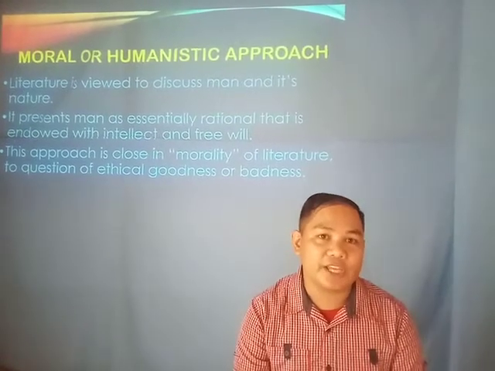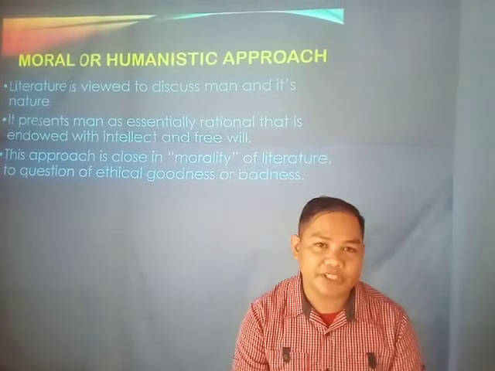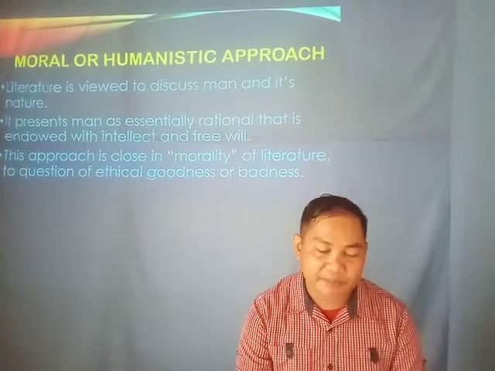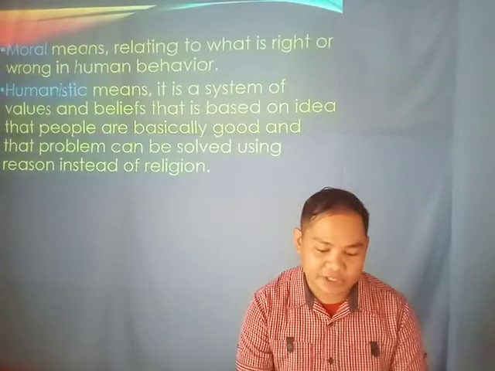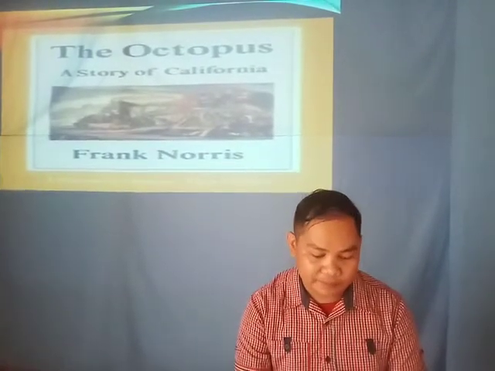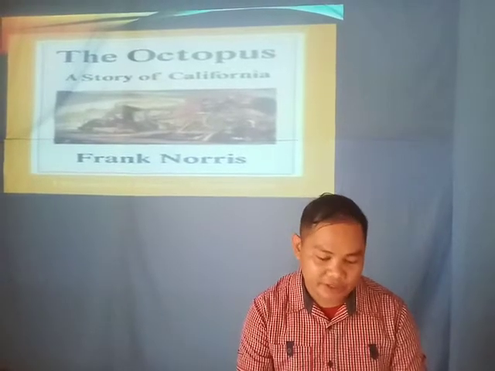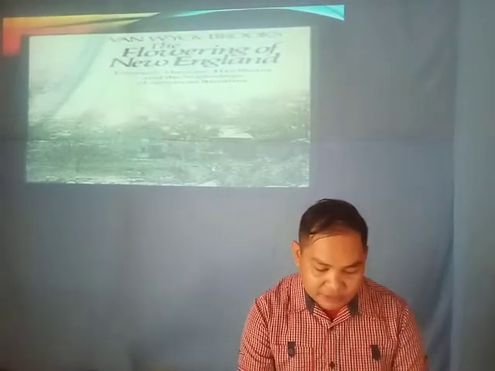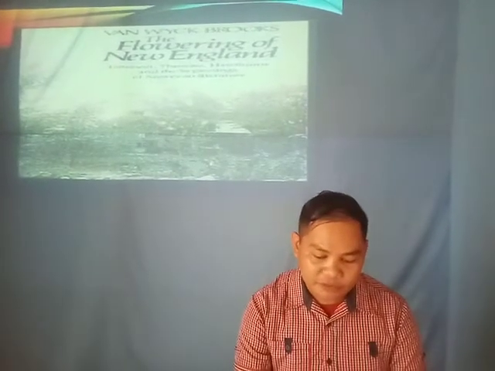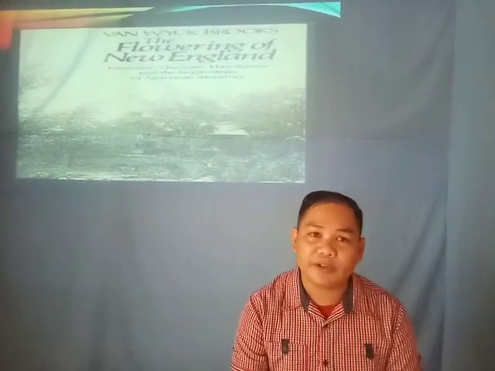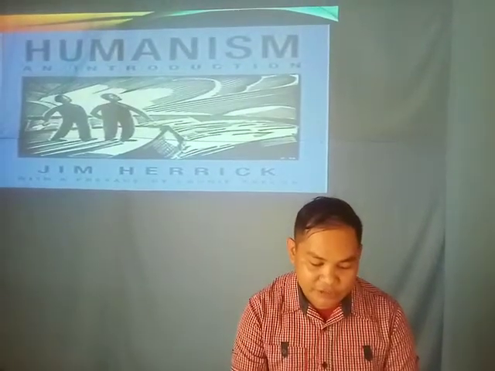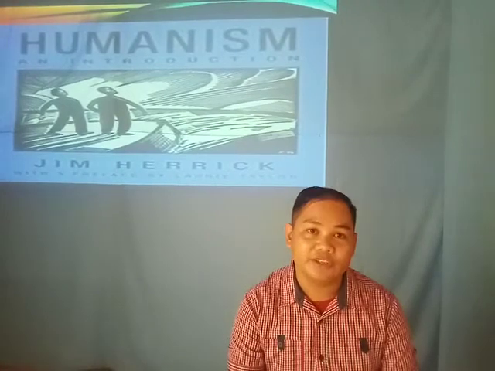The first example of a literary piece from the moral or humanistic approach is The Octopus: A Story of California by Frank Norris. Second is Van Wyck Brooks, The Flowering of New England. So it talks about the country of England. The last is Humanism: An Introduction by Jim Herrick.